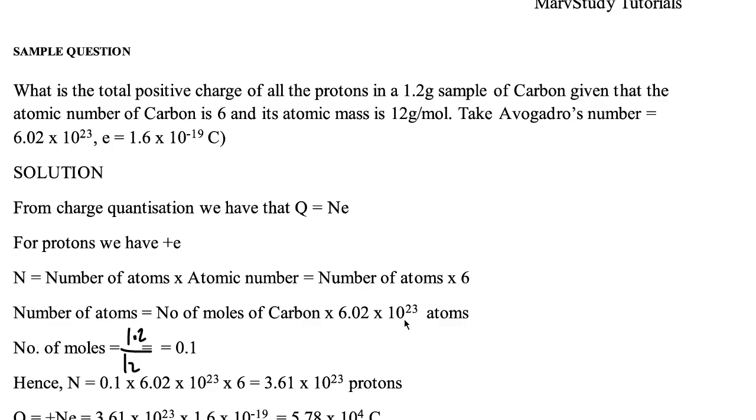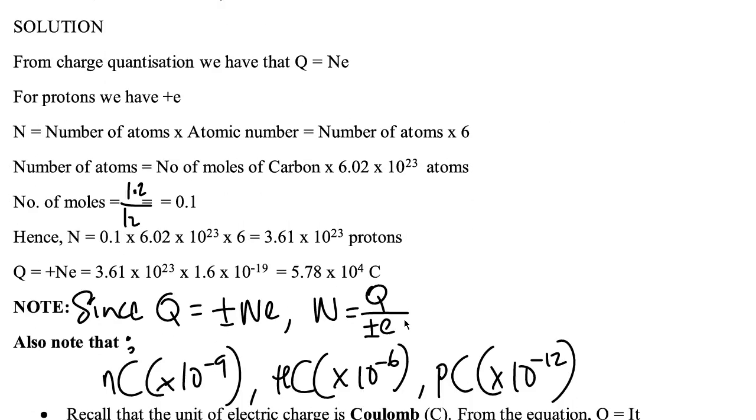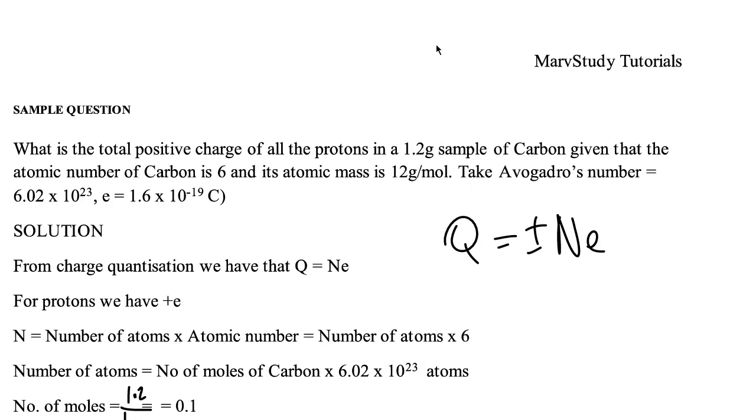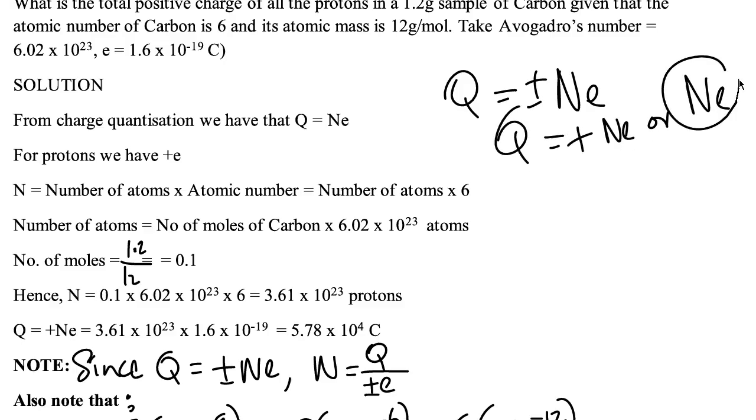Take Avogadro's number to be equal to 6.02 times 10 to the 23rd and e to be 1.6 times 10 to the negative 19 coulombs. So from charge quantization, I mentioned it, we have that Q is equal to plus or negative Ne. But since we are looking at protons, remember protons are positively charged, which formula will be used? We are going to be using Q equal to plus Ne, or we can just write it as Ne. Are you following? So how do we calculate N?